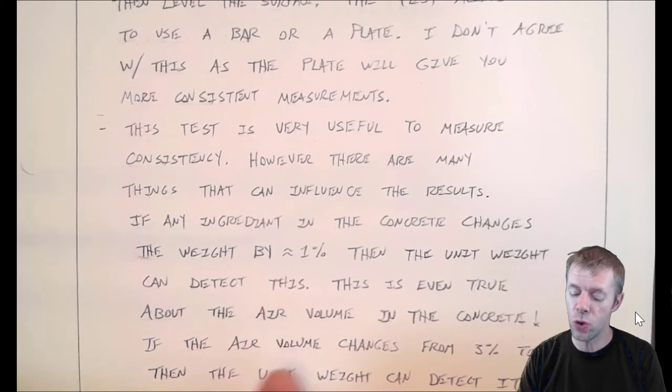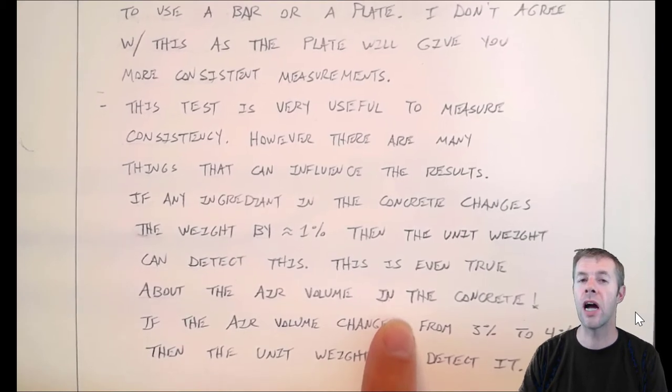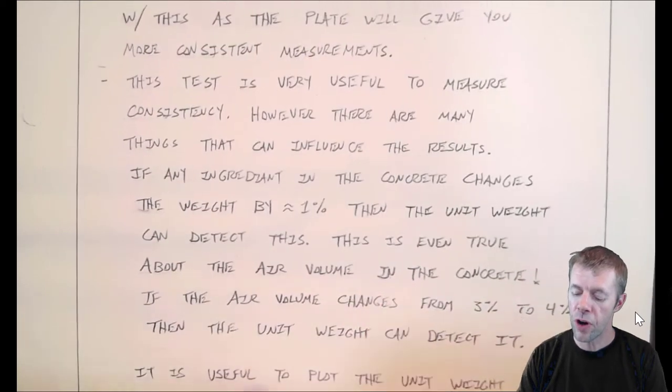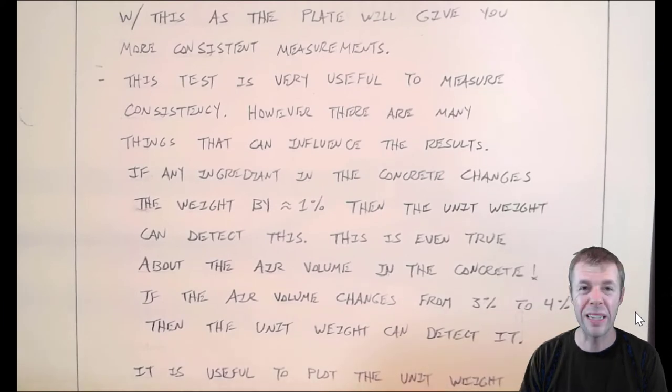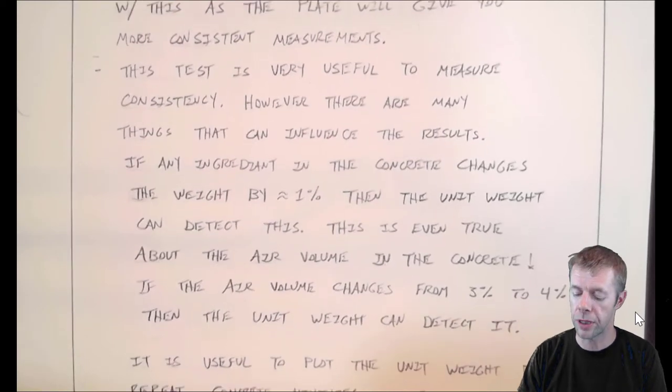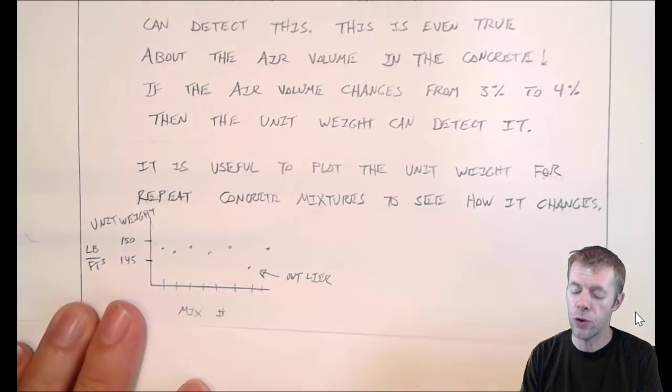And this is even true about the air volume in the concrete. This is actually an especially useful way to track how the air volume changes inside the concrete. So if the air volume changes, for example, from 3% to 4%, then the unit weight is going to detect it. We'll talk more about air volume coming up because it's a big deal when you talk about fresh property testing. And it's really useful to plot how the unit weight changes for repeat concrete mixtures over time.